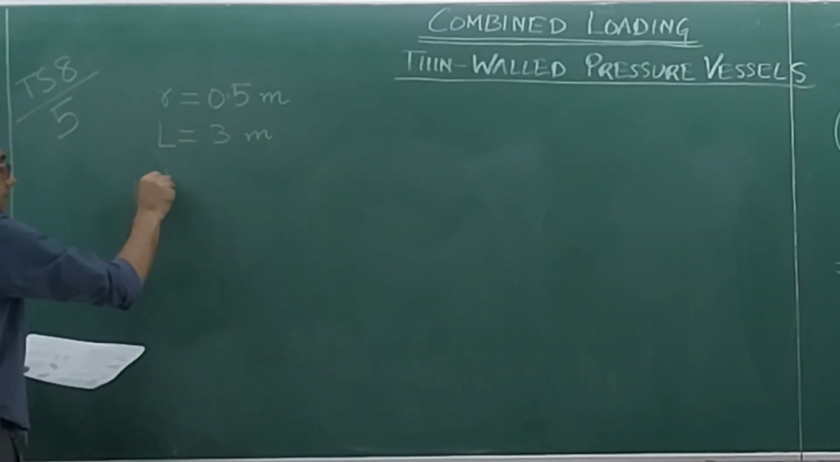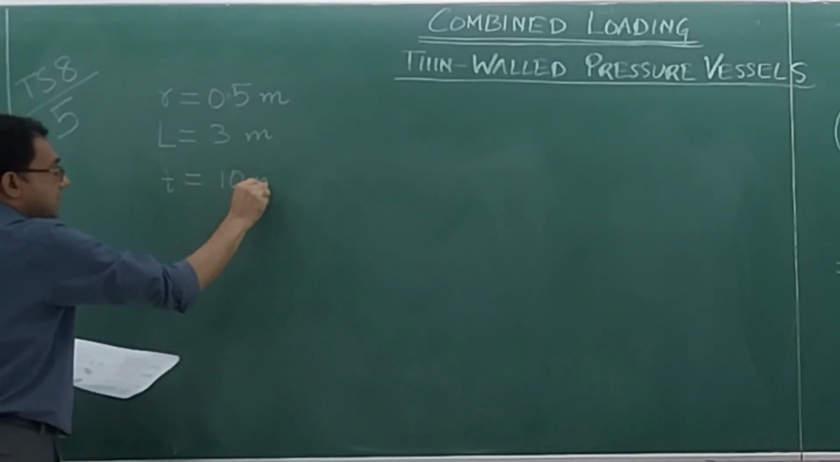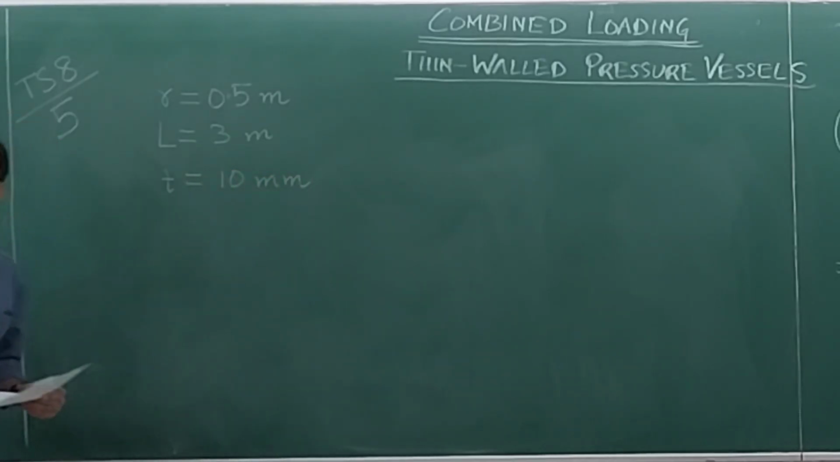And how much is the thickness? 10 millimeters. Just think and appreciate this. 10 millimeters is how much? 1 centimeter. How much is 1 centimeter? Show with your fingers. Really small. So this really is a thin-walled pressure vessel. Now we have to find out the increase in both the diameter and the length of the pressure vessel.